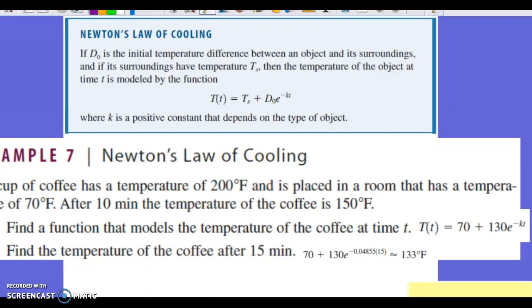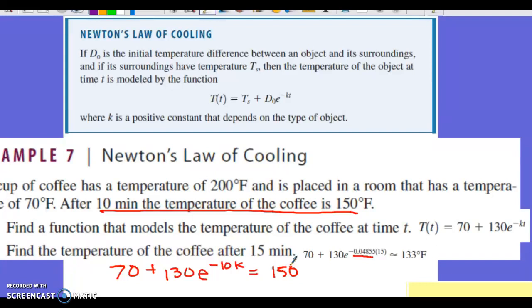And to get that K value, what we'd have to do is use this information that was mentioned earlier on in the problem, that after 10 minutes, the temperature of the coffee is 150 degrees. So instead of 70 plus 130 times e to the negative 10K, I'm using this formula, and I know my time is 10 minutes, and I don't know what my K is. So I have to solve this equation in order to figure that out. And so I'm going to grab my calculator, and I'm going to solve for K.